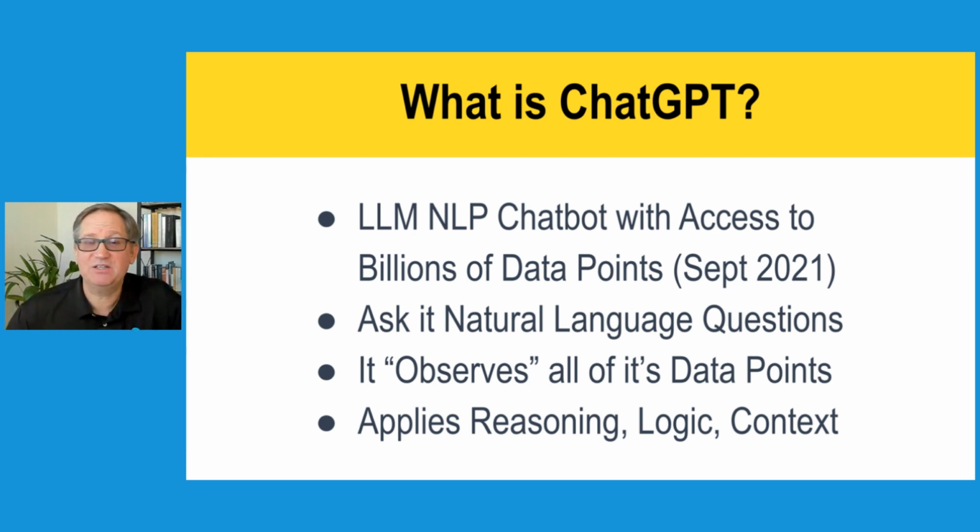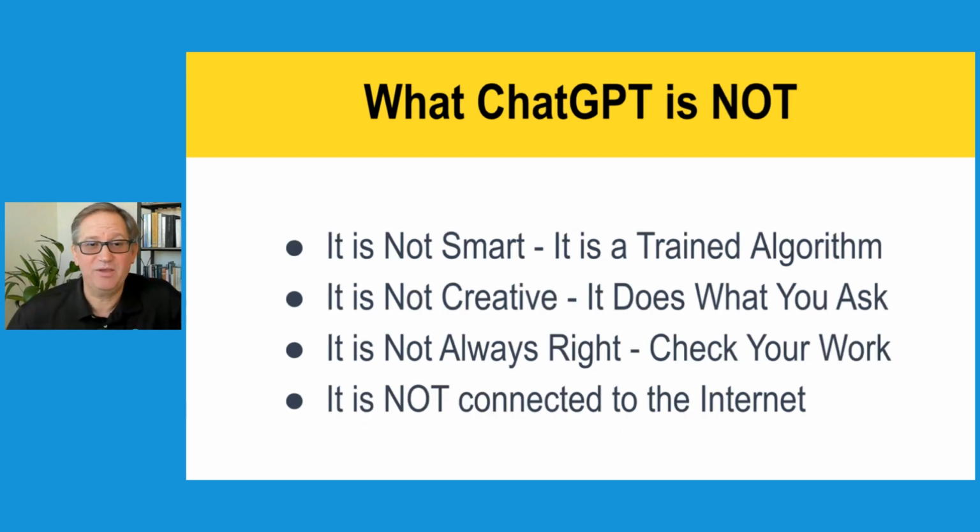And we're going to give you a bunch of examples in this, so don't worry. This is the nerd alert part. You'll be fine. So it's important to know what ChatGPT is not. It is not smart. It's a trained algorithm. It's hard to tell that it's not smart. It's hard to tell that it's not a sentient, artificial general intelligence, AGI.